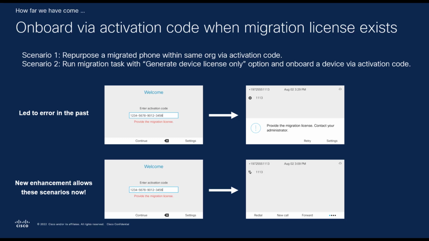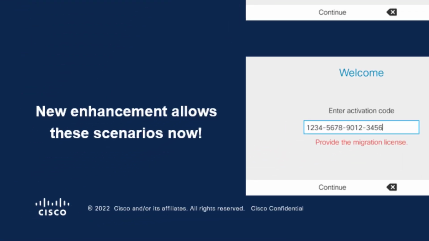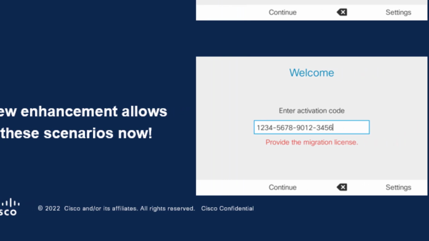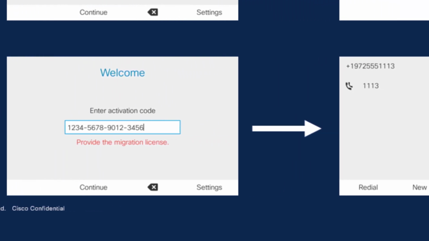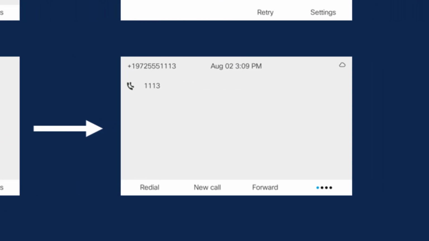So it's important to point out that activation code onboarding only works when the migration license already exists for the phone MAC in the same org. So if you're moving from one org to another org, you're going to have to start the process over again. So for example, let's say you had extra phones in boxes. License can be generated first, and then the phones can be upgraded to MPP and then deployed via activation codes as needed to new employees.